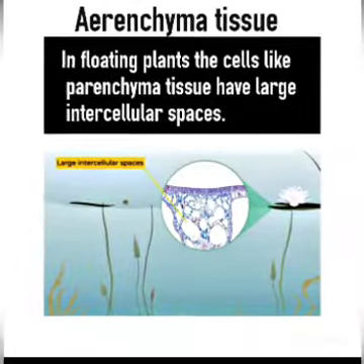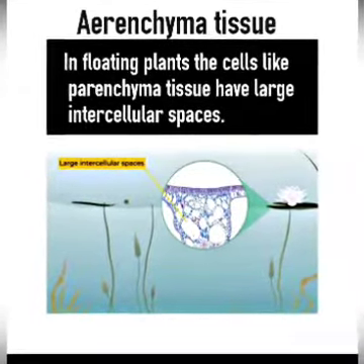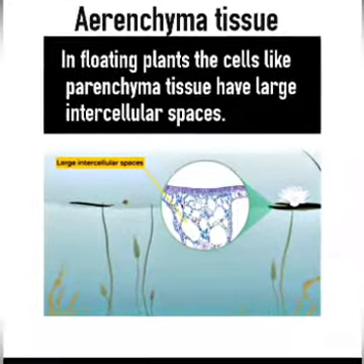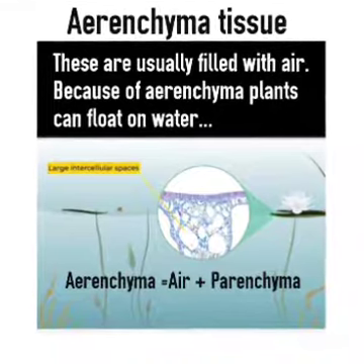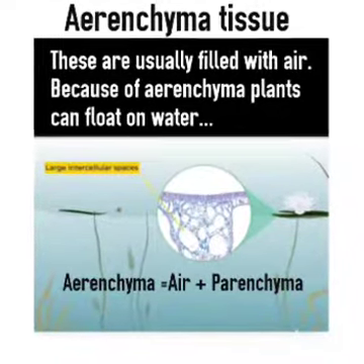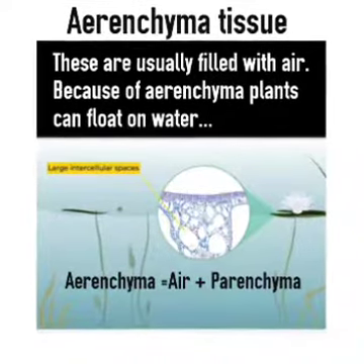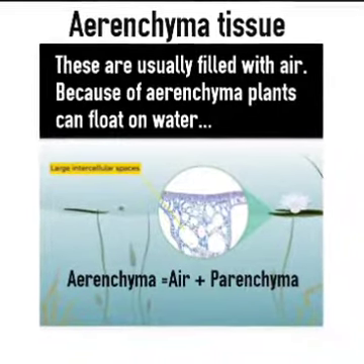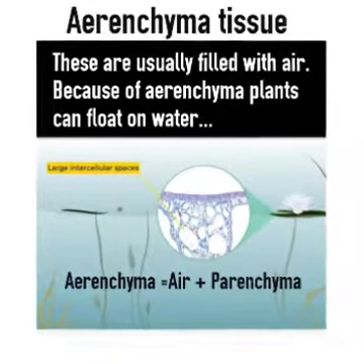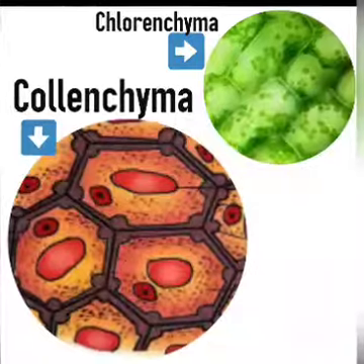In floating plants, the cells like parenchyma tissue have large intercellular spaces. These are usually filled with air. This helps in keeping the plant afloat. They are called aerenchyma. Just like chlorenchyma, aerenchyma is a mix of two words, that is air and parenchyma.